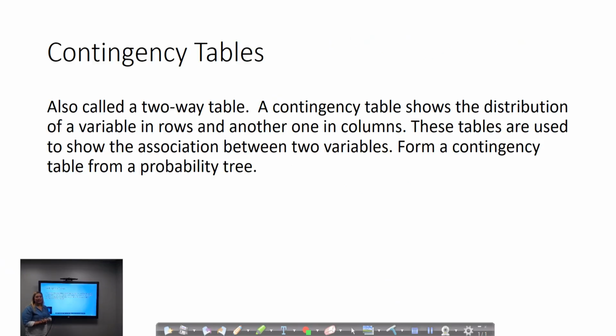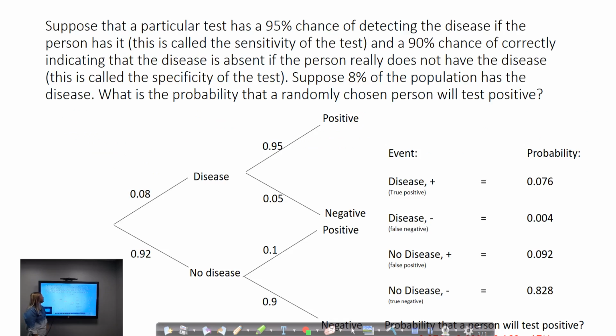Another way to find probabilities is by using a contingency table, and it just shows the association between two variables. You're going to have rows and columns, and it's going to show just a different way to organize your information.